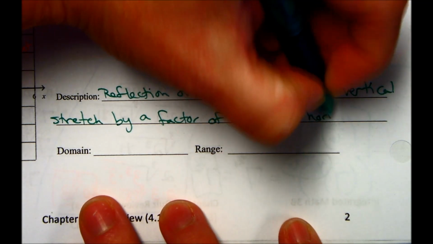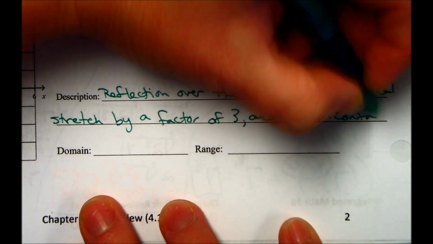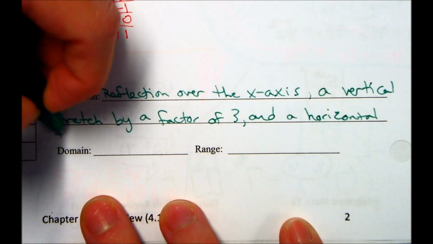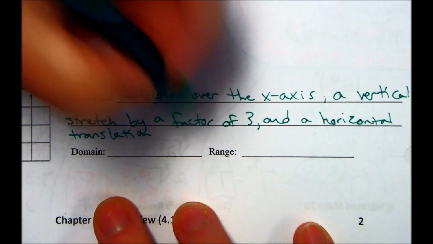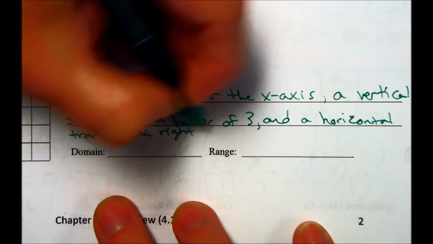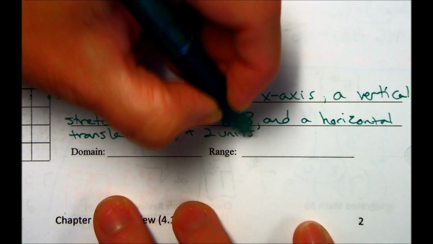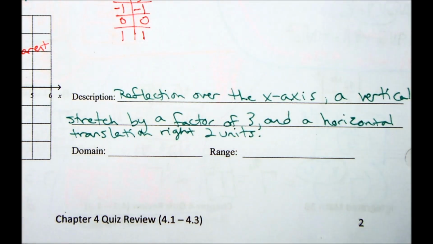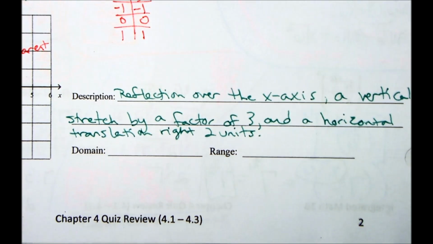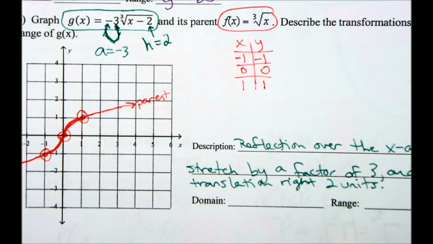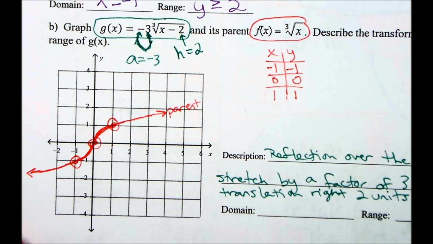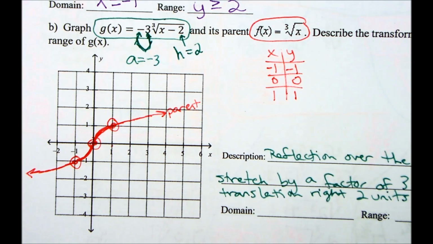So it's a horizontal translation right 2 units. Some of you might be really good at your transformations and be able to do this without a table, but I'm going to show it with the table, and then I will explain how the points could have been graphed without a table.